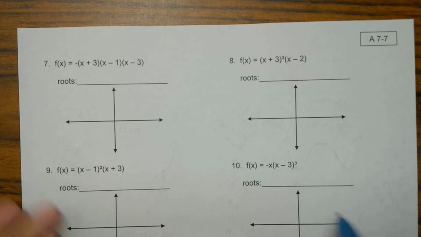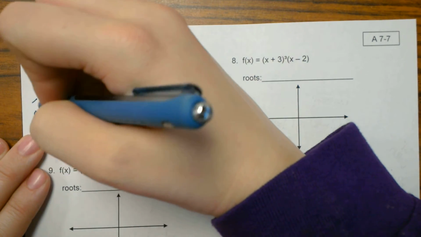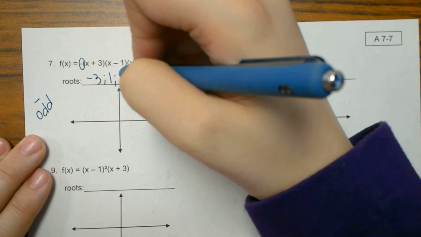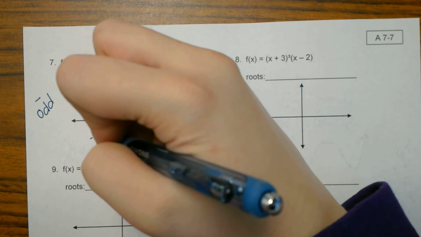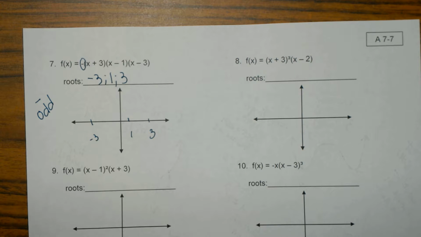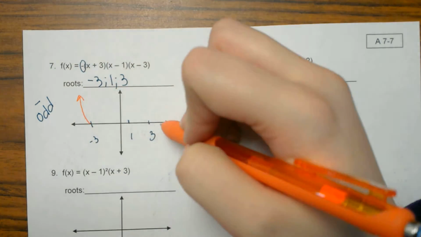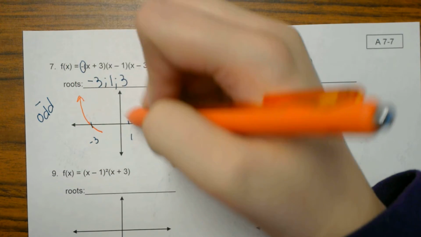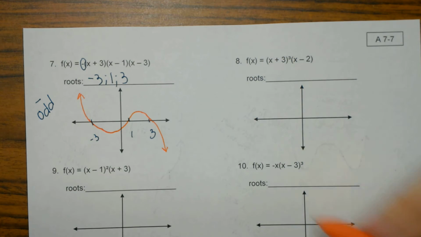So then number 7, I have a negative. I have 1, 2, 3, so I have a negative odd. So -3, 1, and 3. So it crosses over here at -3, at 1, and at 3. So negative odd starts above on the left and ends up below on the right. So crossed, comes up and hits at 1, hits at 3, and goes below.